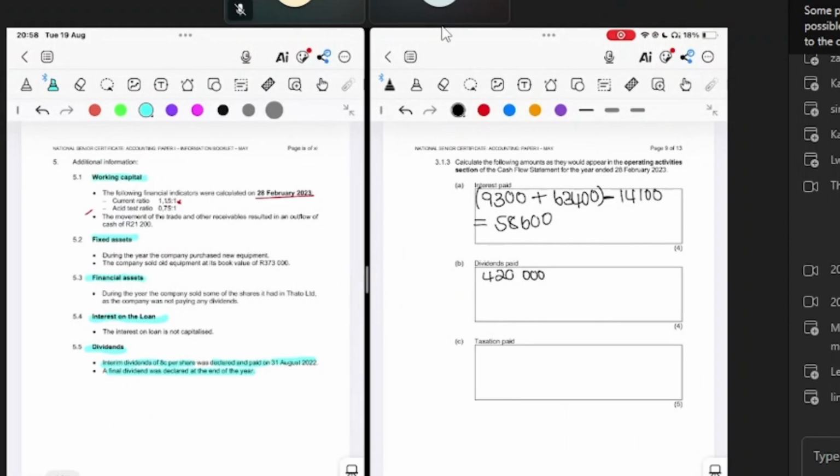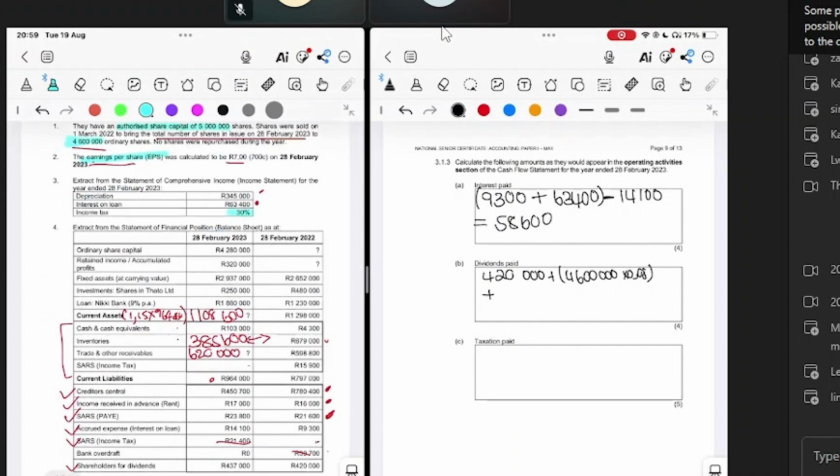So our interim dividend then would be 4.6 million multiplied by 8 cents. And our final dividend was declared at the end of the year. So final dividend, that's the dividend you owe at the end of the year, meaning it's also the number that is your shareholders for dividends. So you will still add that shareholders for that final dividend, which is 437,000, but you then minus it again because it was not paid.